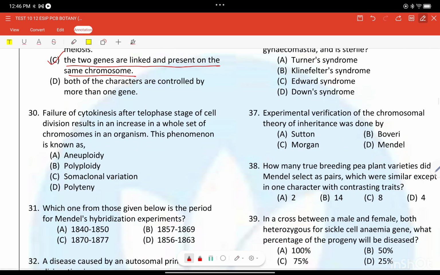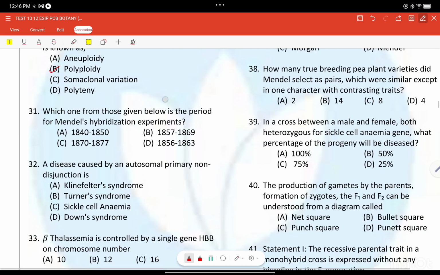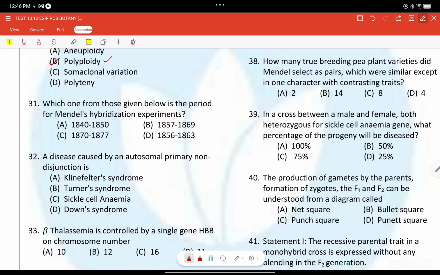Answer is C. Failure of cytokinesis after telophase stage of a cell division results in increase in whole set of chromosome, and that condition is polyploidy. Aneuploidy is increase or decrease in one or more chromosome, but if a complete set is doubled, then that condition is polyploidy. Which one from those given below is the period for Mendel's hybridization experiment?